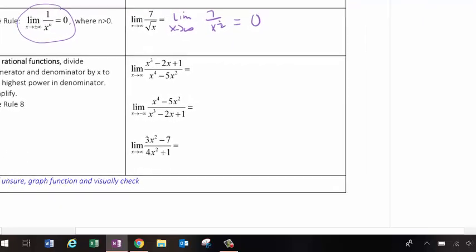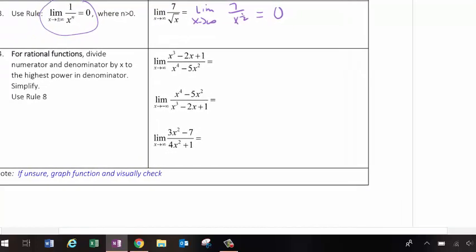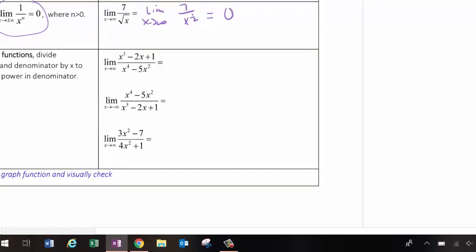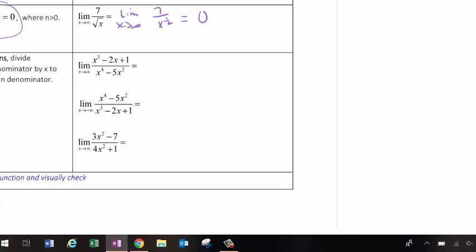Now number 4 are the ones that you all need to practice using this format. So look at the rule here. It says divide the numerator and denominator by x to the highest power in the denominator. Because we want to put it in the form of 1 over x. That's our goal. So I'll pull this over so that I can show the steps. My biggest exponent in the denominator is x to the fourth. So I'm going to take every single term and divide it by x to the fourth. And then I'm going to simplify.